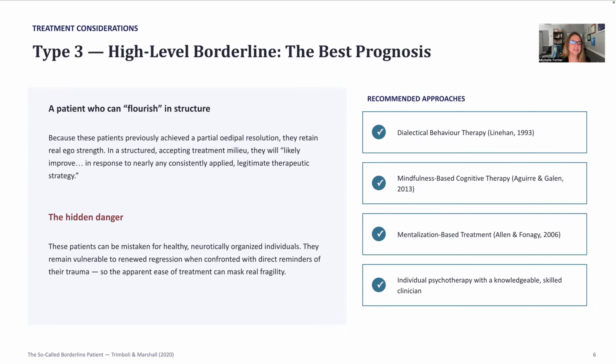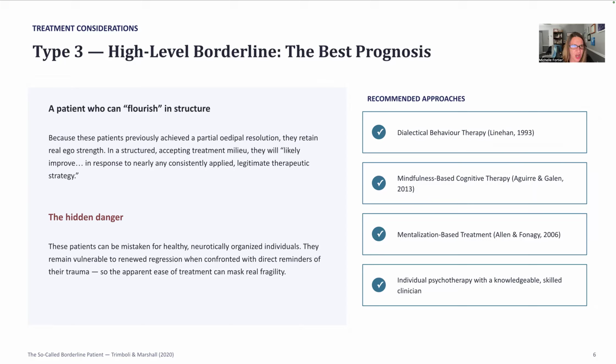The next thing on here is type 3, which they consider the high-level borderline, and the high-level borderline has the best prognosis. It's a patient who can flourish in structure because these patients previously achieved a partial Oedipal resolution. They retain real ego strength. In a structured, accepting treatment milieu, they will likely improve in response to nearly any consistently applied legitimate therapeutic strategy. So basically, at this level, you give them treatment, they're probably going to get better as long as it is consistently applied and it is a legitimate therapeutic strategy.